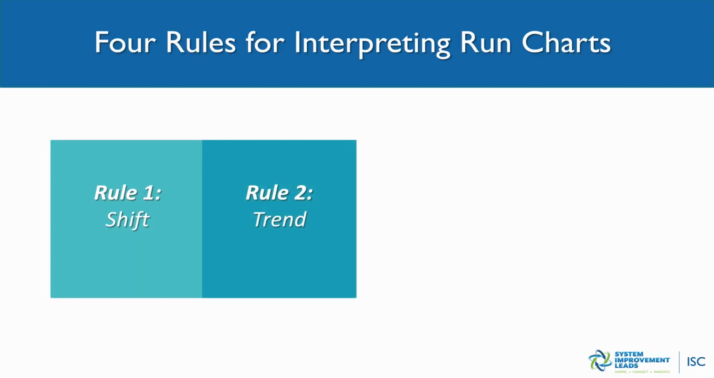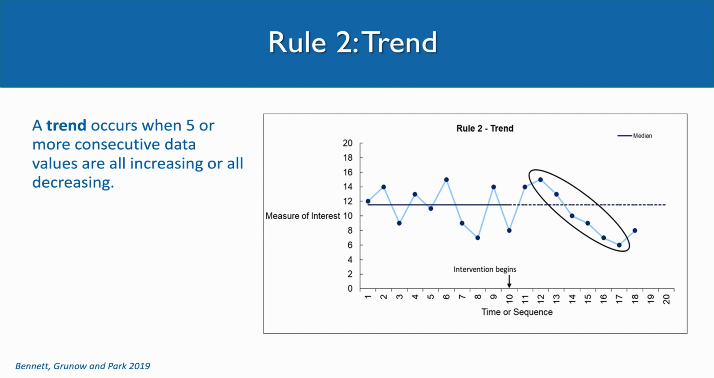Rule 2 is known as the trend rule. A trend occurs when 5 or more consecutive data values are either all increasing or all decreasing. Trends are relatively rare because of this requirement.